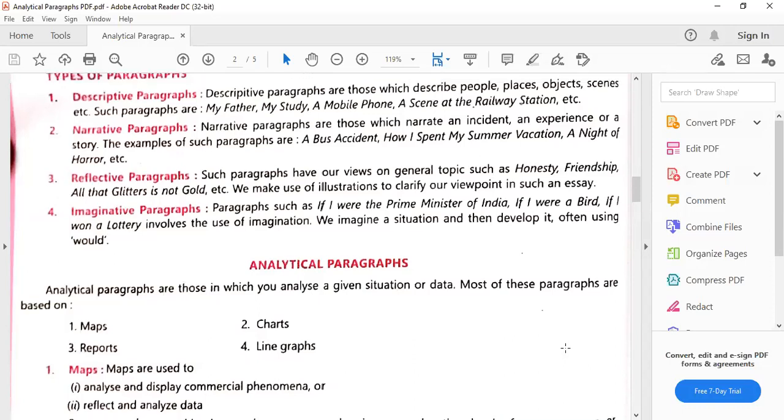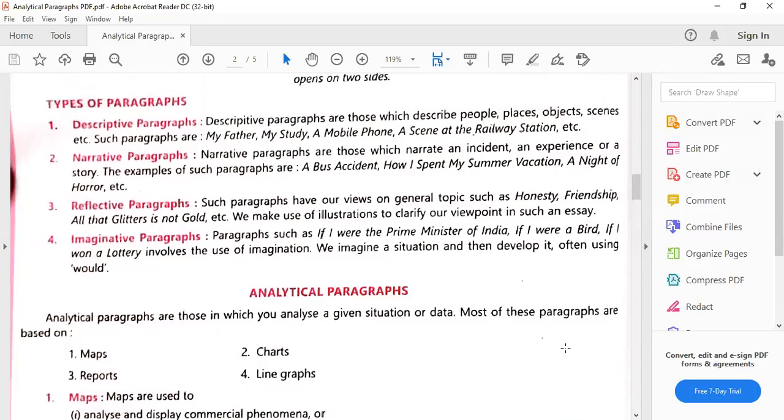Then narrative paragraphs are those which narrate an incident, an experience, or a story. The examples of such paragraphs are a bus accident, how I spent my summer vacation, a night of horror, means where you explain any incident, any experience of your own.